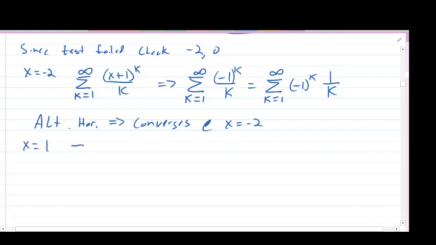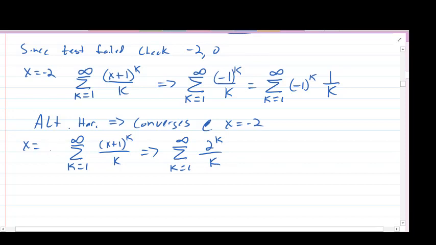At x equals 1, the summation from k goes from 1 to infinity of (x plus 1) to the k over k. That gives me what? The summation as k goes from 1 to infinity of (1 plus 1), that's 2 to the k over k. No, not equals, at x equals 0, I'm sorry. That gives me 0 plus 1, that's 1 to the k over k, and that's going to be what?